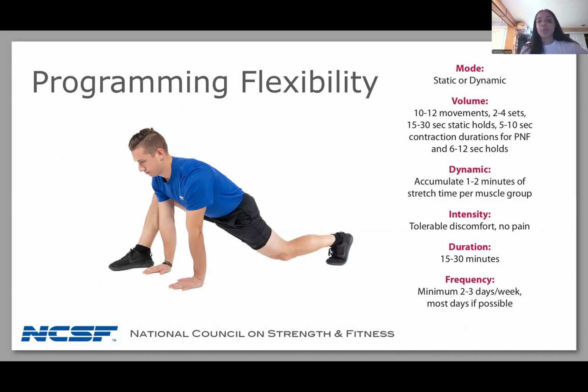And then when you're programming flexibility, you decide whether you're using static or dynamic. But like I said, dynamic before the workout and static after the workout. For the volume, you want to use about 10 to 12 reps for about 2 to 4 sets. And then for the static holds, you want around 15 to 30-second holds. And then 5 to 10 seconds contractions for the PNFs. If you are doing PNF stretching, you can do PNF on your own, but let's say you're doing this with a client, you want them to resist against you for only about 5 to 10 seconds and then continue on with another 6 to 12-second hold, right?